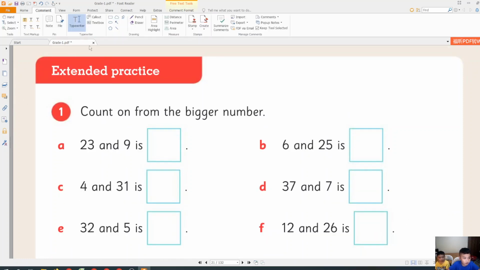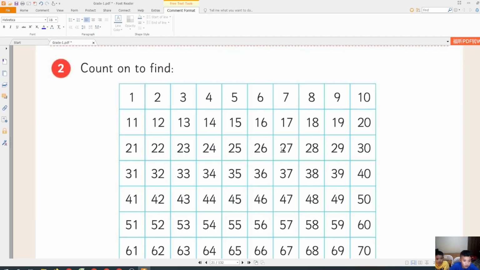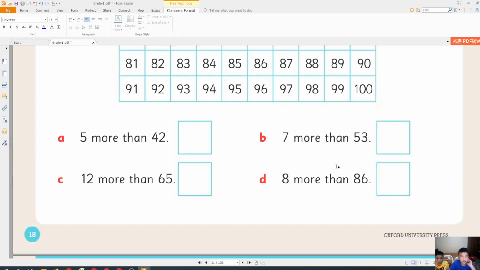In the next part, named extended practice, let's do it. Exercise 1, we will count on from the bigger number. What number is this? Counting is too long. We don't have time. Here we count and put the number in here. This is our homework. I will let you do it. Let's go to the next exercise.